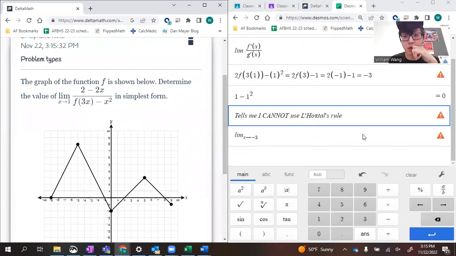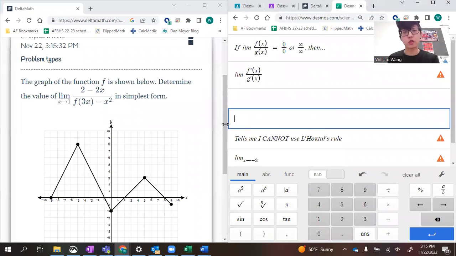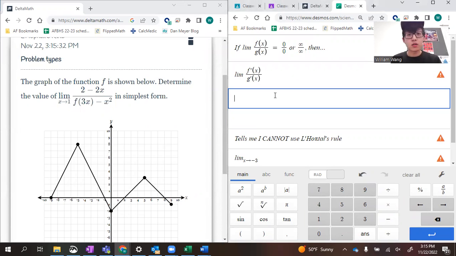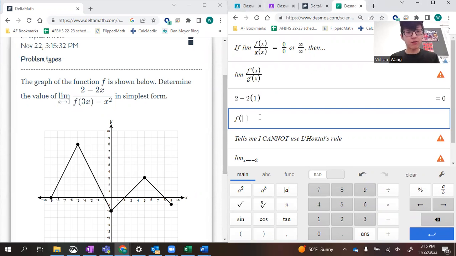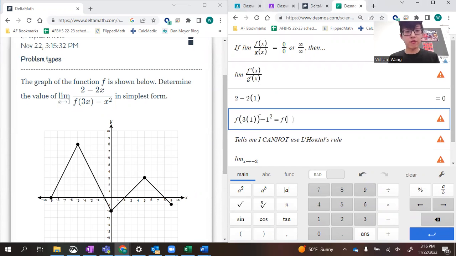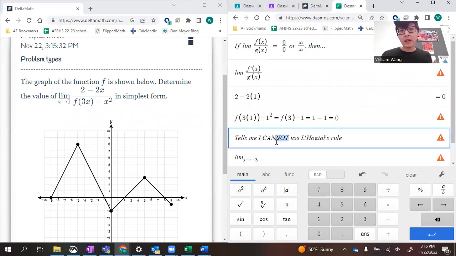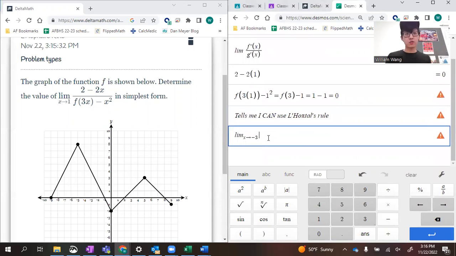Let's try to do another one where I can use L'Hopital's rule. Here, let me pause really quick just to make sure I can do it with this. All right, yeah, let's look at this one because from what I can tell, I can use L'Hopital's rule. Let's see, my numerator would be 2 minus 2 times 1, which is 0. So my numerator is 0. My denominator is f of 3 times 1 minus 1 squared, which is equal to f of 3 minus 1. And let's look at f of 3. F of 3 is 1. So it's 1 minus 1, which is equal to 0. Right? Excellent. So my numerator is 0, my denominator is 0, so I can use L'Hopital's rule. Emphasis, I can do that.